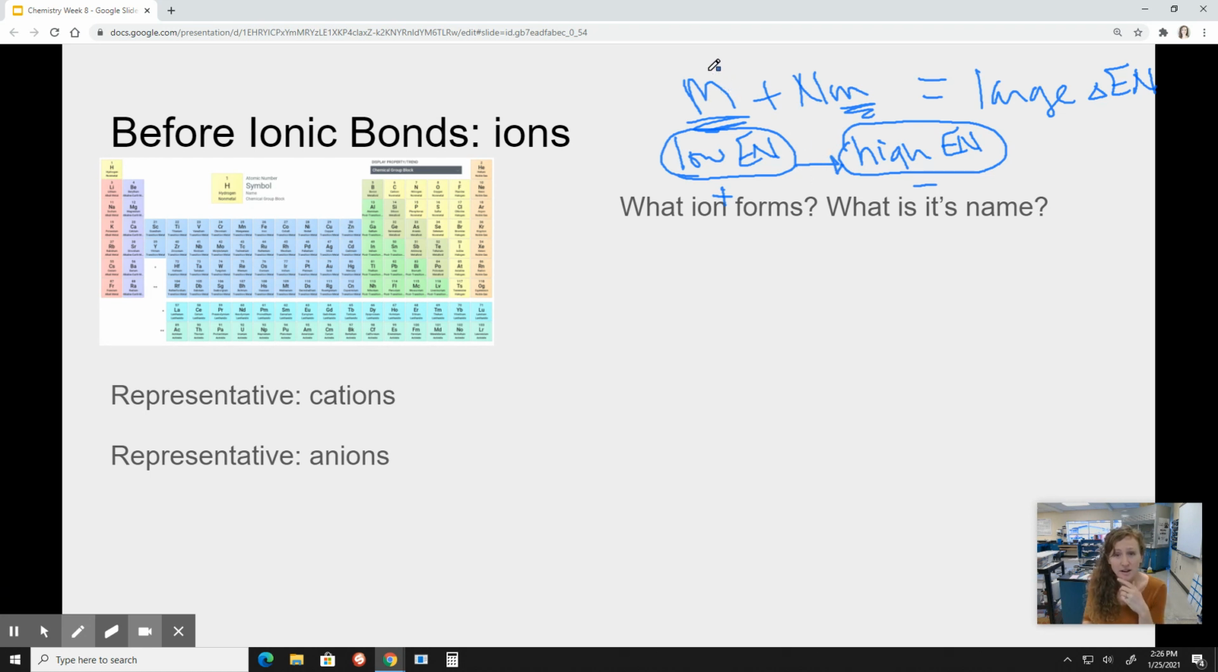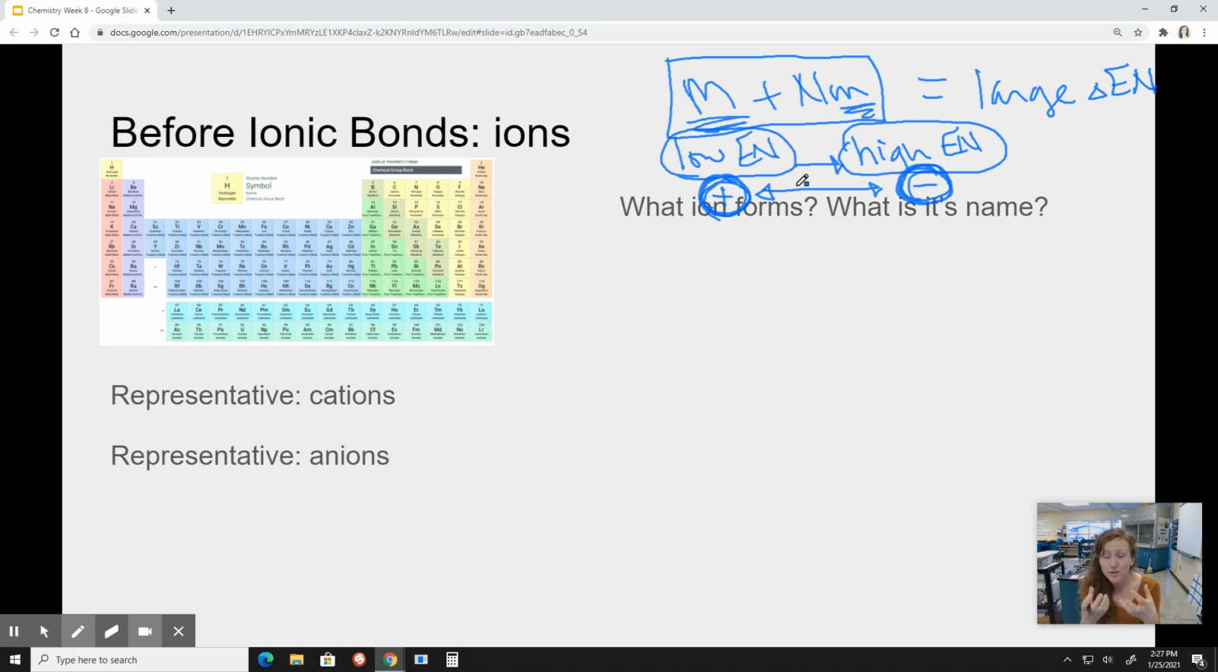So really what we're talking about when we're talking about an ionic compound, or a compound that has an ionic bond, is this giant lattice that's made out of cations and anions. And because one is positive and one is negative, they're going to have this really strong attraction for each other, and it forms a very strong bond. That's what an ionic compound is.